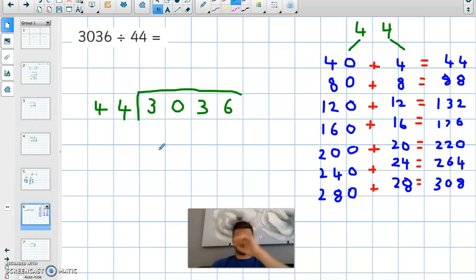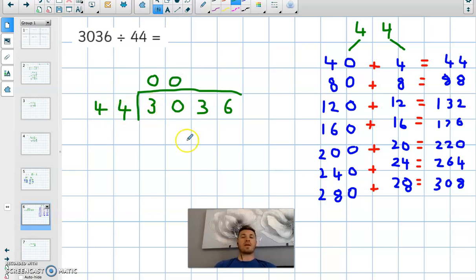Long division. So, the way that we do that is looking to see how many 44s are in 3. Well, there are 0. How many 44s in 30? There are 0. How many 44s are in 303? That is when we need to make sure that we use our partitioning method to find the multiples of 44. So as you can see, the highest number from our multiples of 44 that can go into 303 is 264.